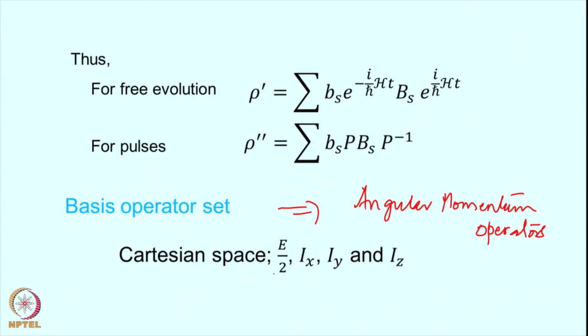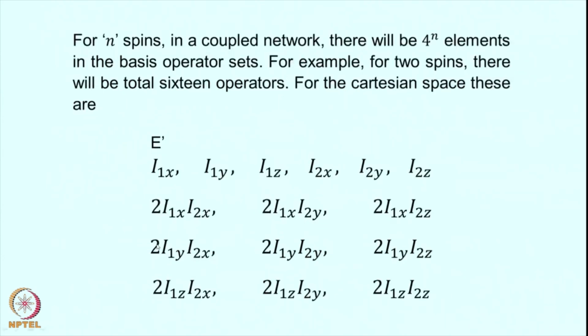So for a single spin, I will have one Ix, Iy and Iz, and E is a unit operator, and this is the normalization factor half, which is there in every case. Now if I have n spins, we said for one spin we had 4 operators, right. One was the unit matrix, and then you have Ix, Iy and Iz.